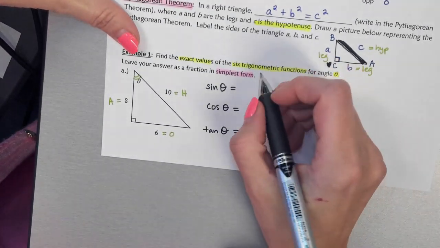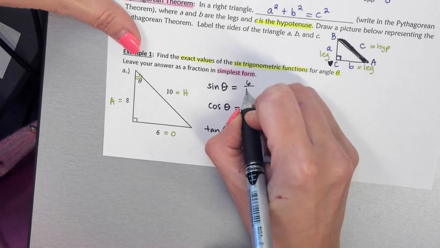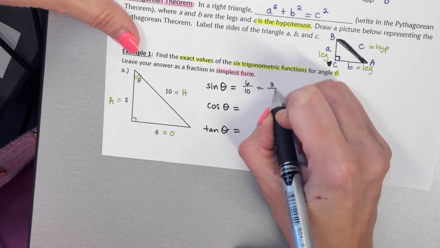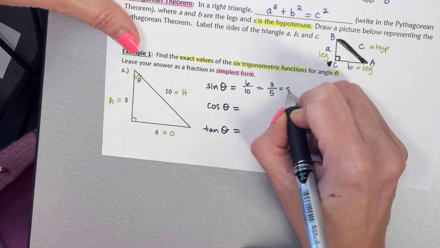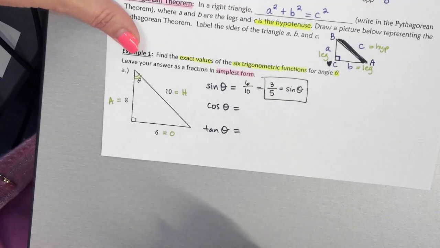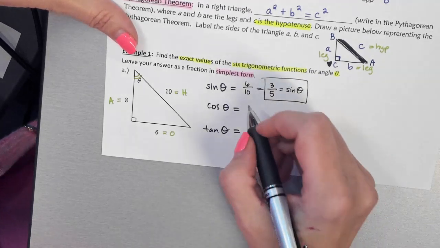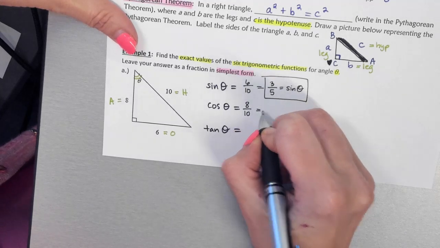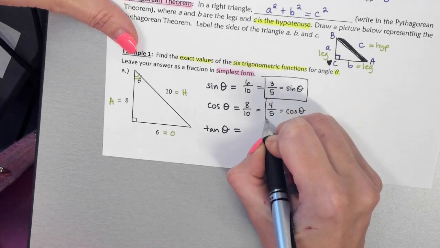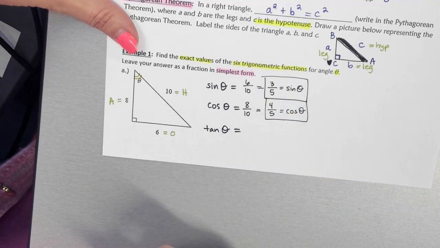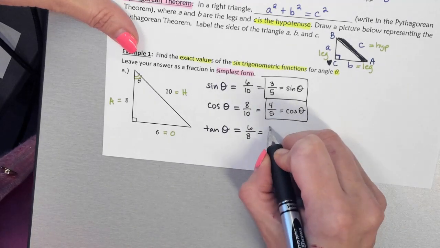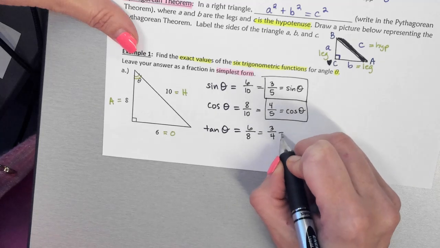Okay, so for sine, we're going to do opposite over hypotenuse. 2 goes into both, so we divide by 2 to get 3/5. So that is going to be your sine of theta. For cosine, we're doing adjacent over hypotenuse, 8 over 10. 2 goes into both of those, so if you reduce, you will get 4/5 equals the cosine of theta. And then tangent, you have opposite over adjacent, which is going to reduce to 3/4.